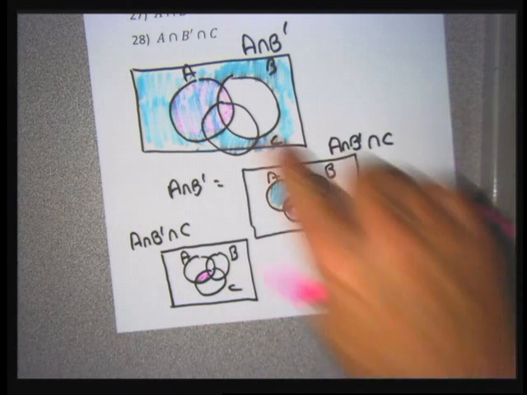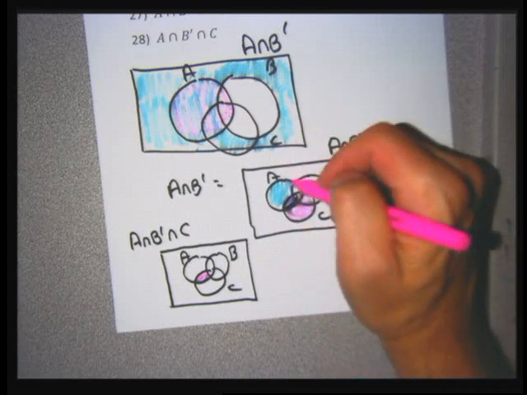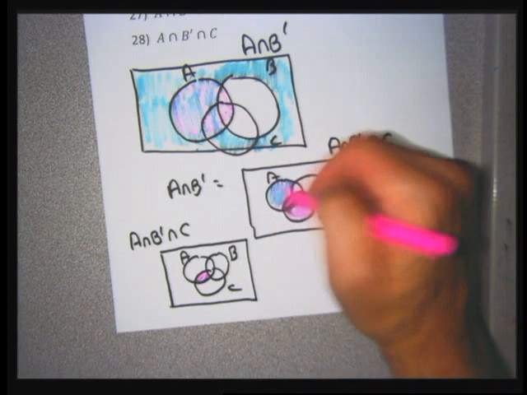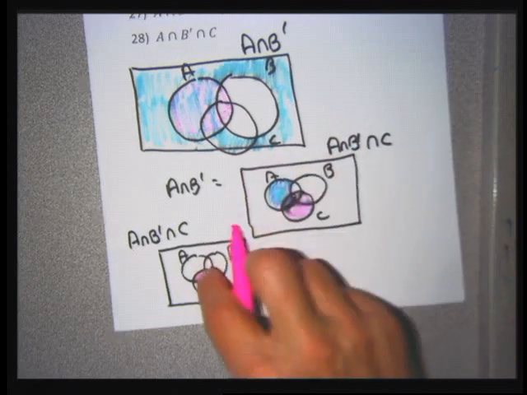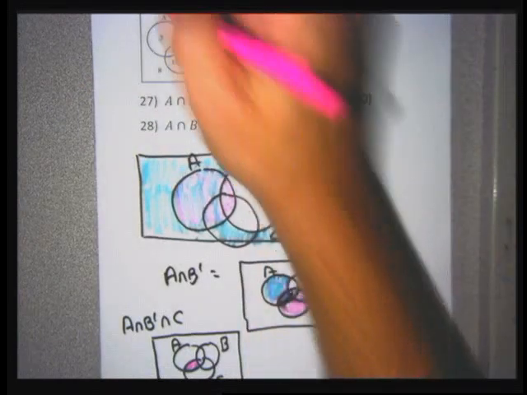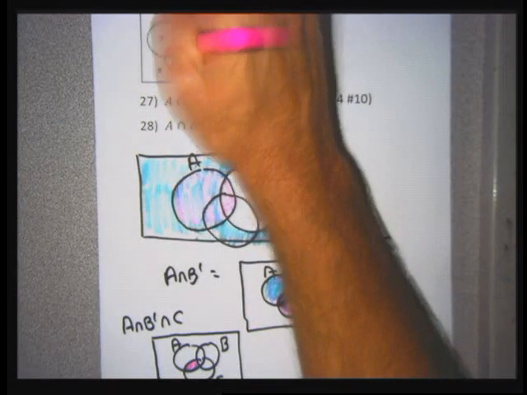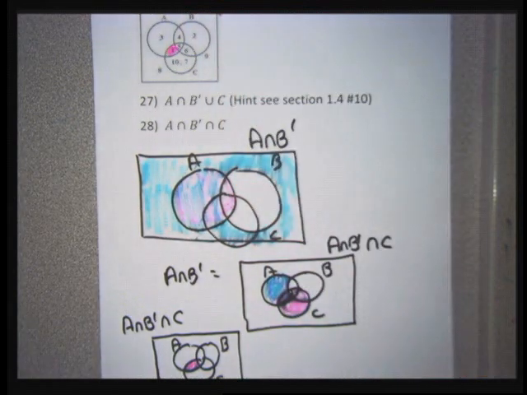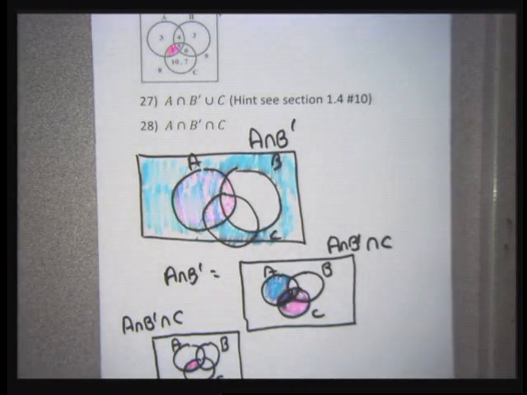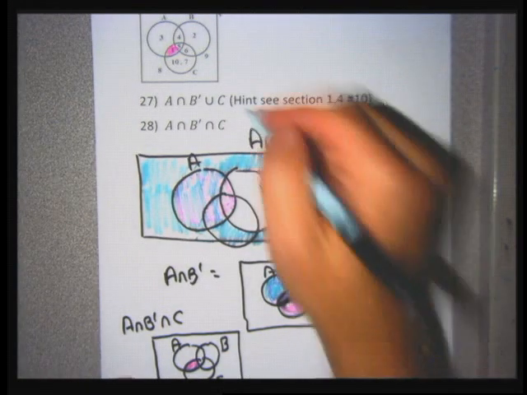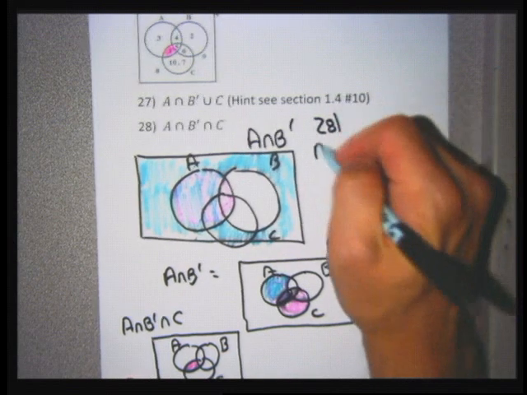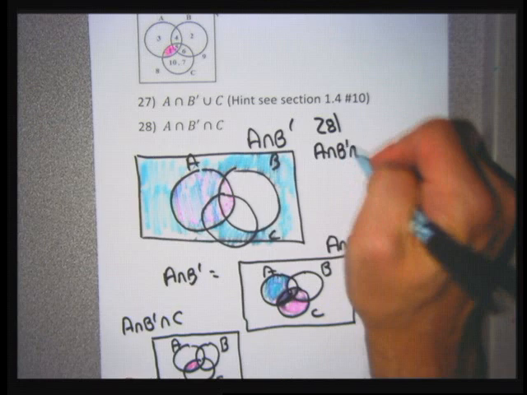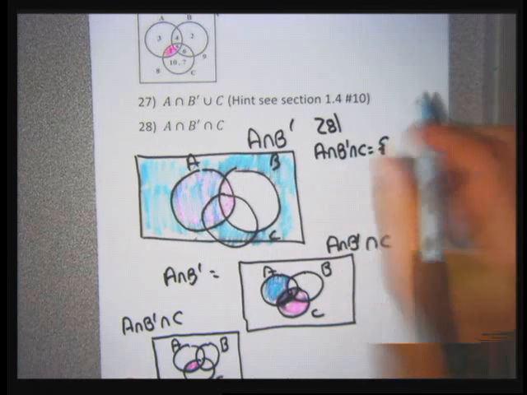It's where the A intersection B prime shading, which was in blue, overlaps the C shading, which was in pink, and it's just that little region there. So I'm going to take that region and apply it to our Venn diagram. And the answer for number 28, A intersection B prime intersection C, is just going to contain the number 1.